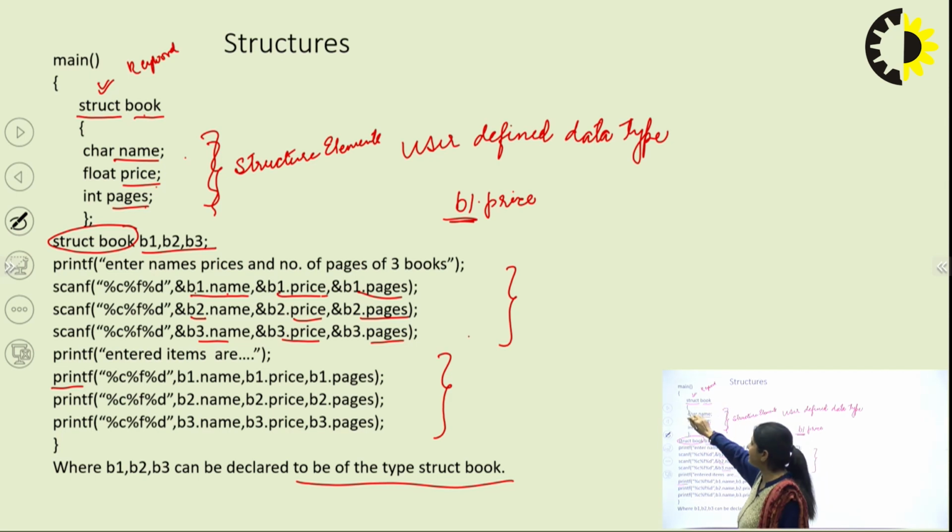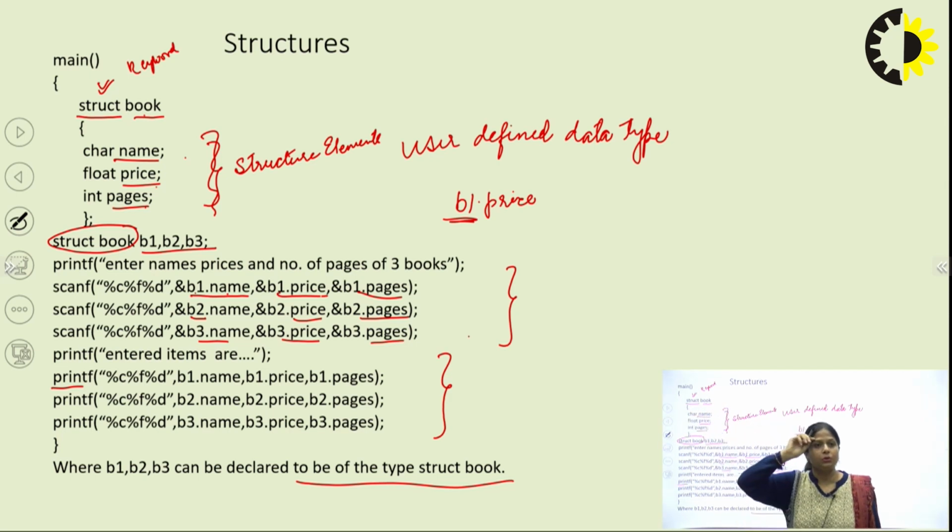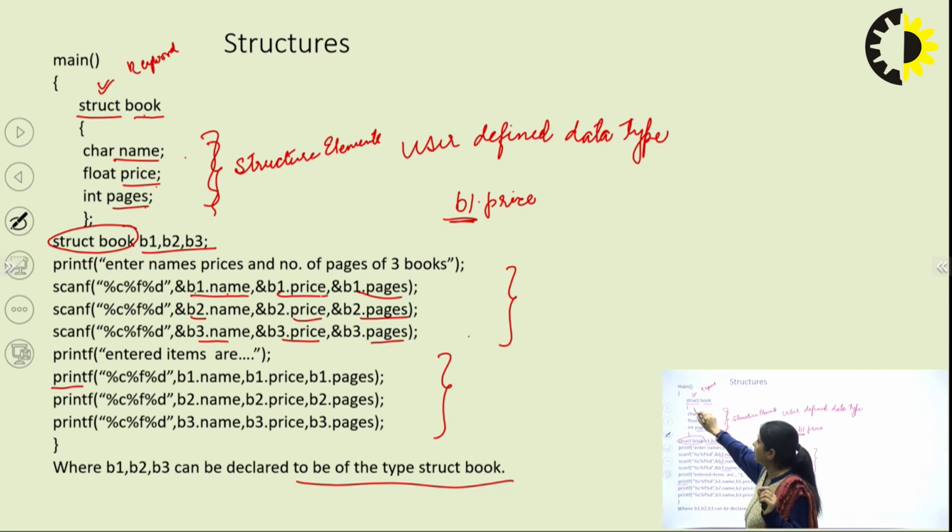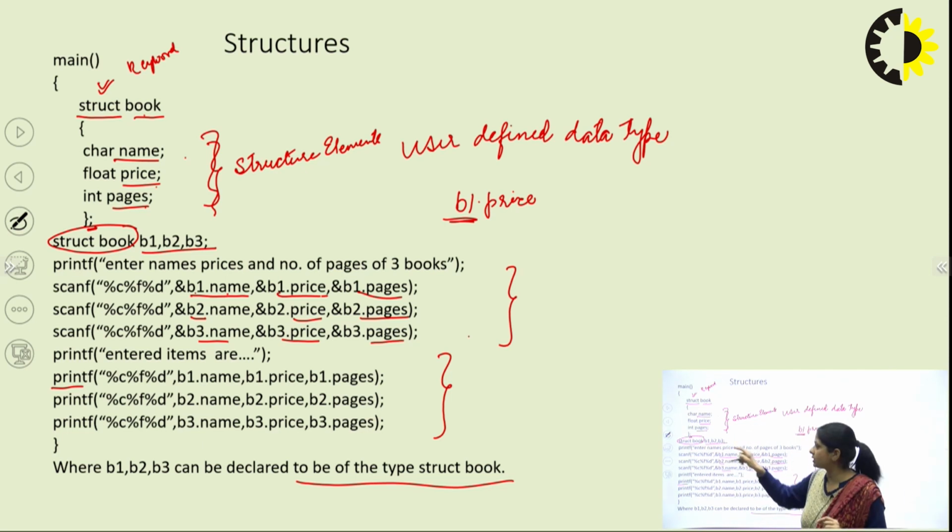First of all, we need to keep this thing in mind that struct keyword will be used before structure name, right? Struct book, then opening and closing curly braces. Within this body, we will include the structure elements. Fine. Then either you can place a semicolon here and then again we declare the structure variables like this: struct book b1, b2, b3.